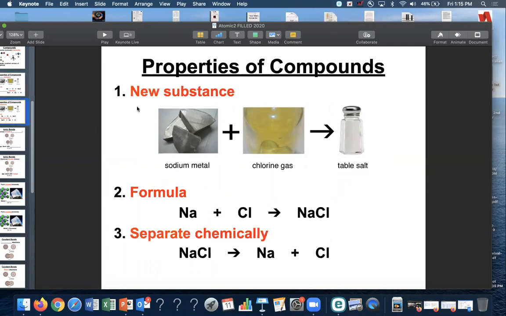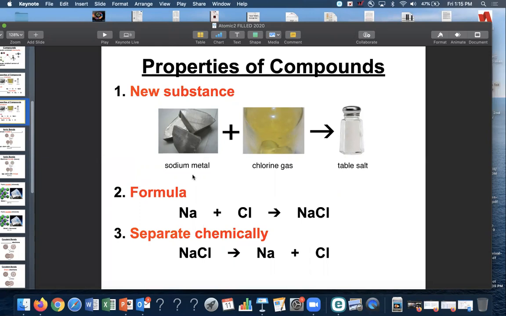The first one is that you end up with a new substance, something that's different from the other ingredients, the other elements that go into the compound. It's something new and something different. With this example, we'll use salt. The formula NaCl is sodium chloride. You just have some sodium, you have some chlorine.